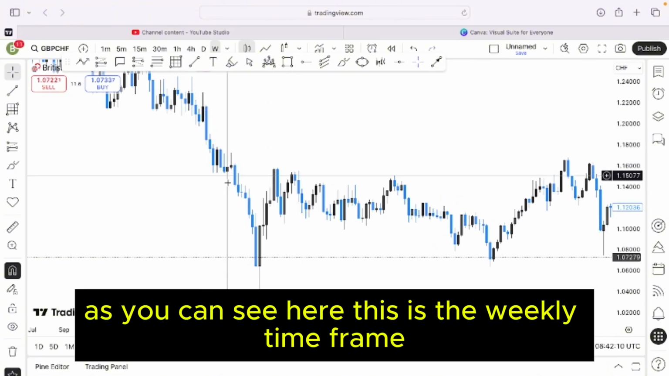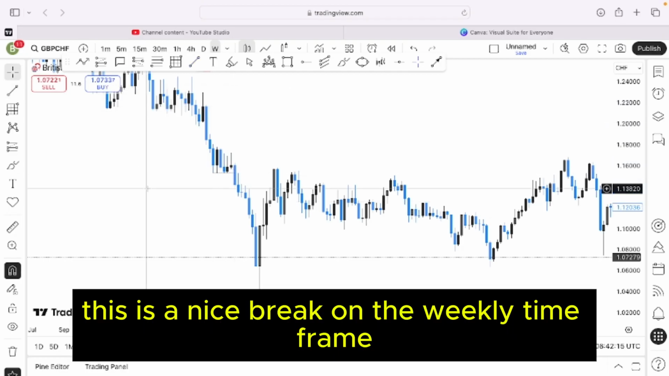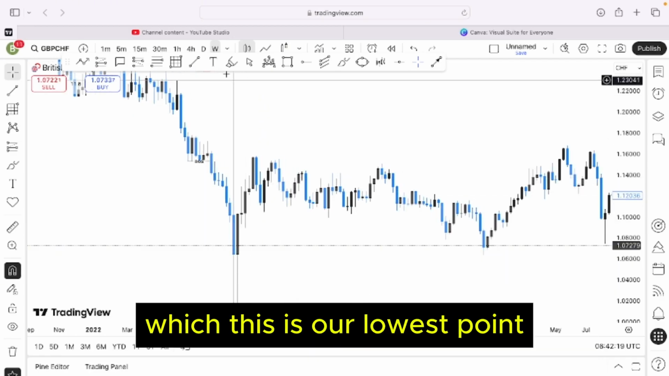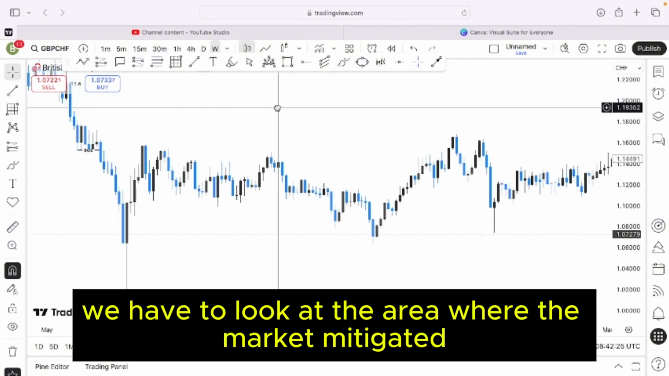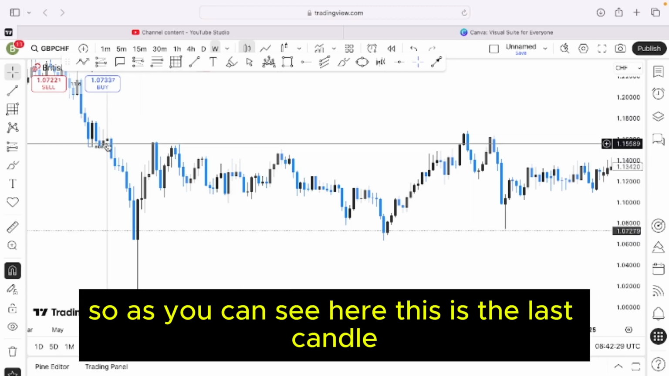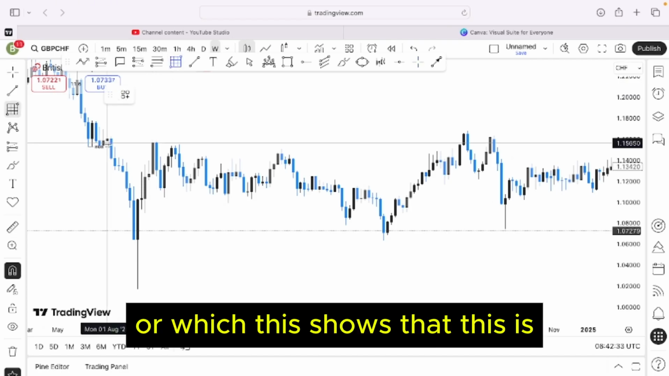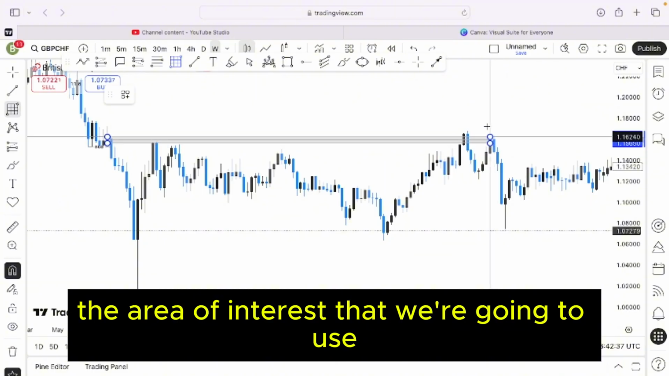So as you can see here, this is the weekly time frame. We had a break around this point. This is a nice break on the weekly time frame. Then the market pulled down, which is our lowest point, as you can see right here. Now we have to look at the area where the market mitigated. So as you can see here, this is the last buy to sell candle, which shows that this is the area of interest that we're going to use.